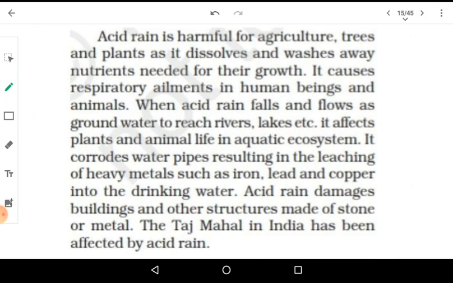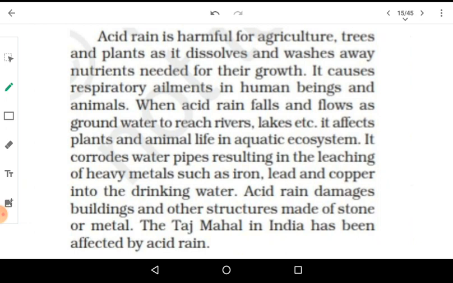Now, what are the harmful impacts of acid rain? Acid rain is harmful for agriculture, trees and plants, as it dissolves and washes away the nutrients which are needed for growth. It causes respiratory ailments in human beings and animals.